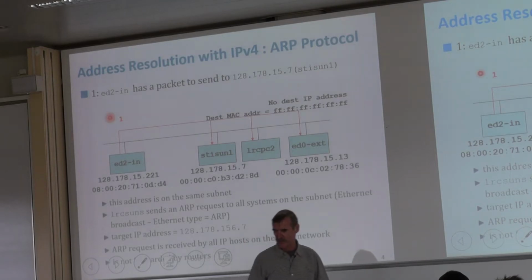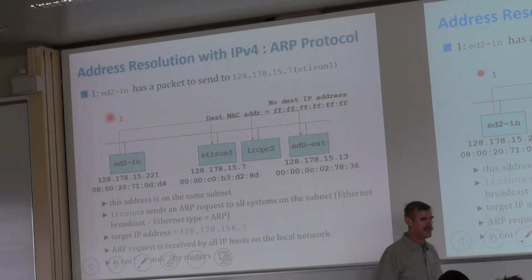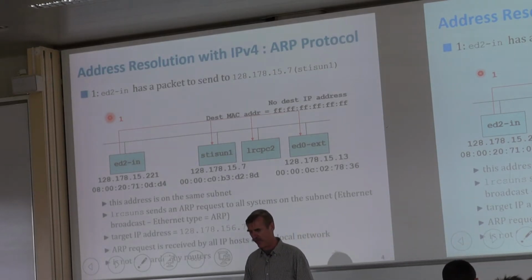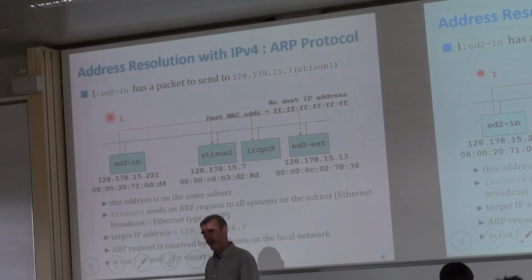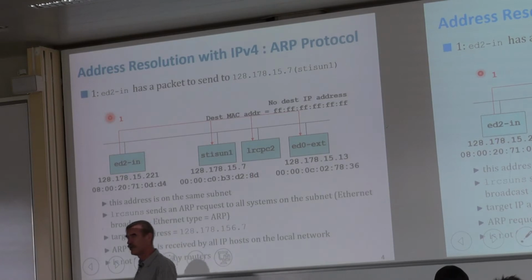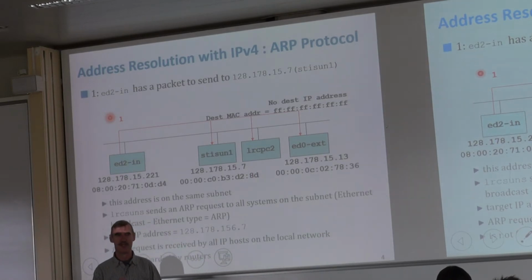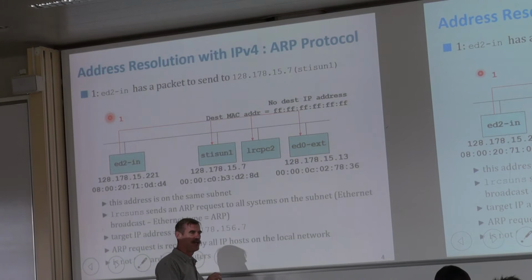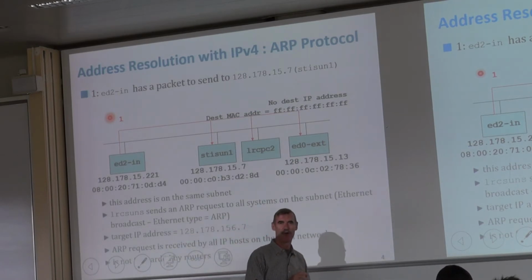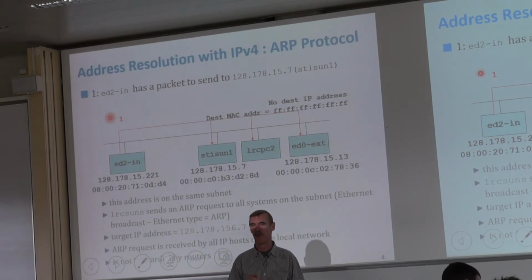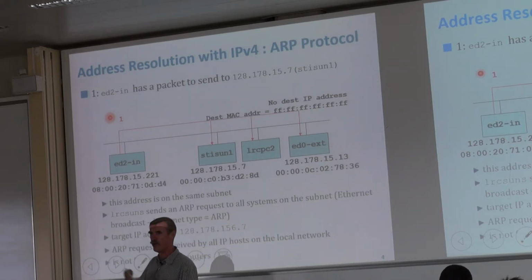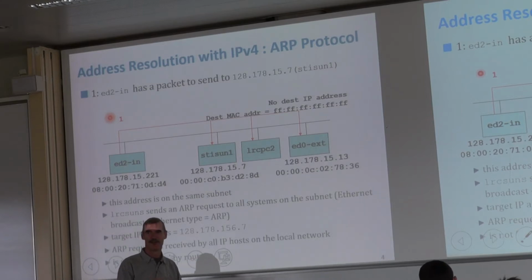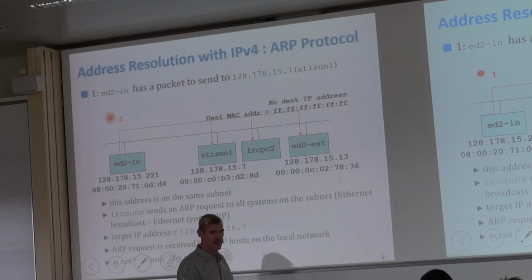First, we are at this stage, ED2 in wants to know what's the MAC address that corresponds to a given destination address. It creates an ARP packet, which for IPv4 is not an IP packet. So it is a third example of an Ethernet protocol. By Ethernet protocol, I mean what are the things that are carried inside Ethernet frames. It can be IPv4 or IPv6. Well, ARP is also a special packet, which is not an IPv4 packet.